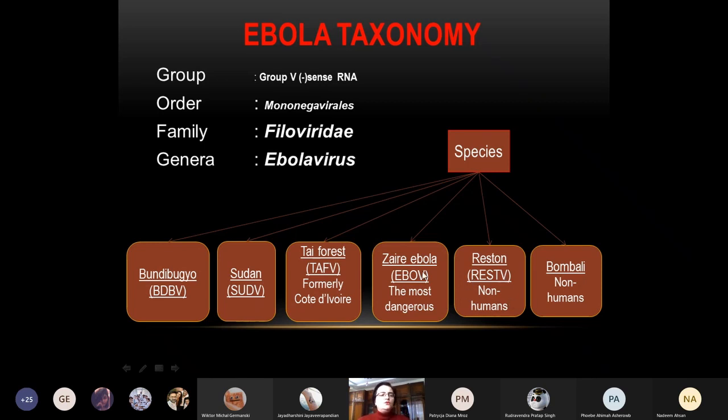The virus causing the current outbreak in the Democratic Republic of Congo and the 2014-16 West African outbreak belongs to the Zaire Ebola virus species.